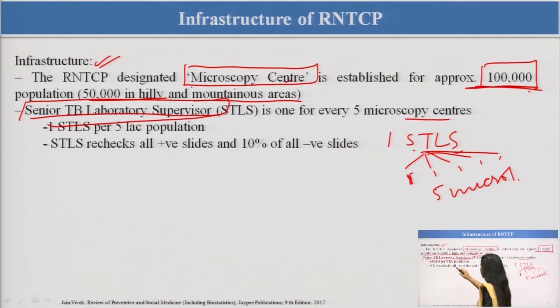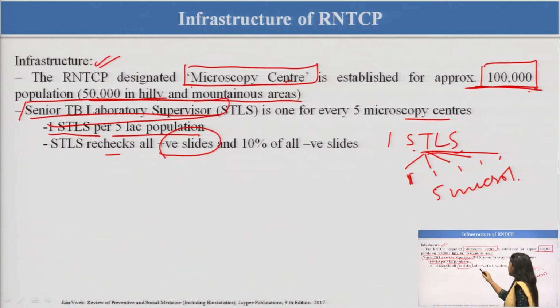So, 1 STLS per 5 microscopy centers, because one microscopy center is 1 lakh population. So, ultimately 1 senior TB laboratory supervisor will assess 5 lakh population. What they will do is randomly select or check the positive slides for TB and 10% of all negative slides. So, they will also check the negative slides as well.